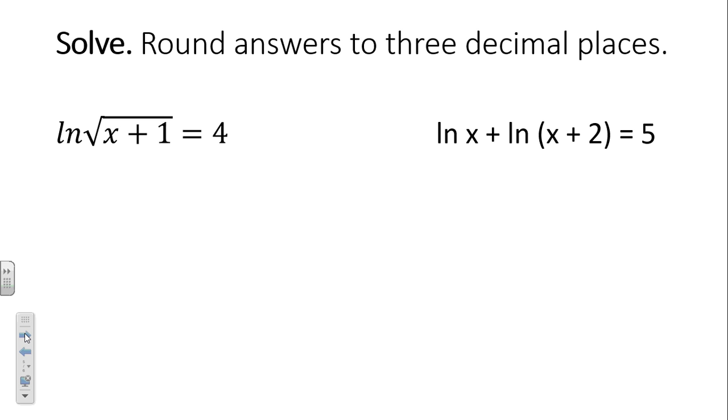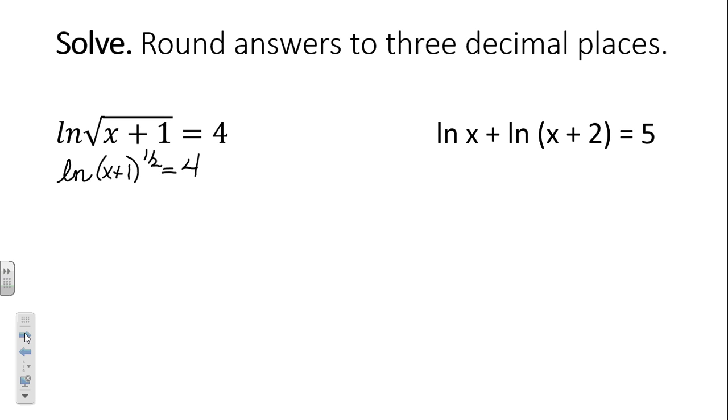How do we approach the natural log of the square root of x plus 1 equals 4? Could we square it? If we square it, that just brings a 2 to the outside, right? Okay, so let's change that to ln of (x plus 1) to the 1/2 power. Now what?